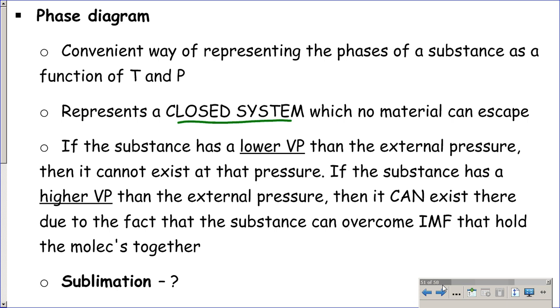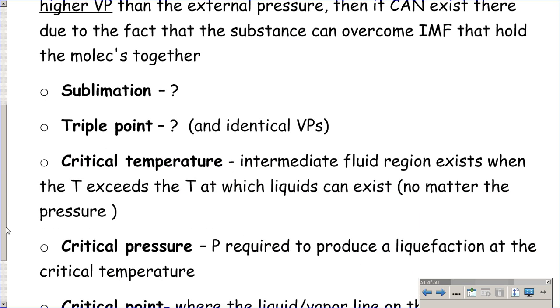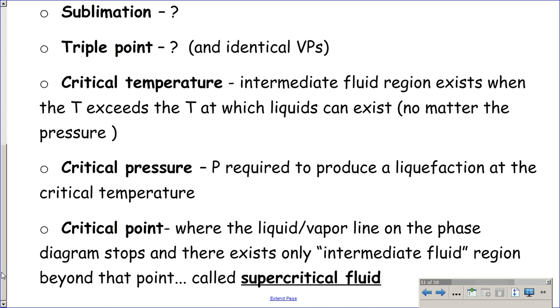That's all I'm going to write for that. I'll let you guys read the other stuff: critical temperature, critical pressure, critical point, and triple point. Look at that in the SMI thing. It's like the last 2 pages.